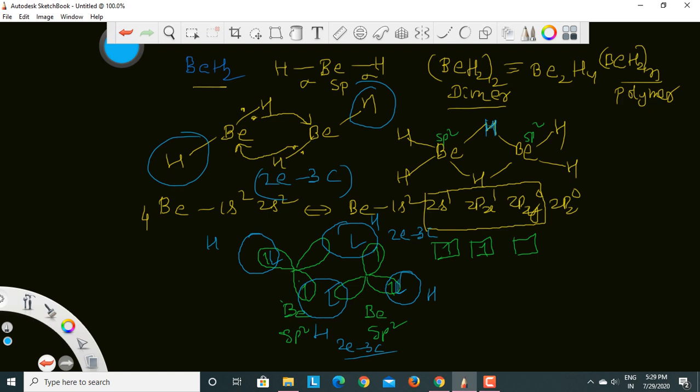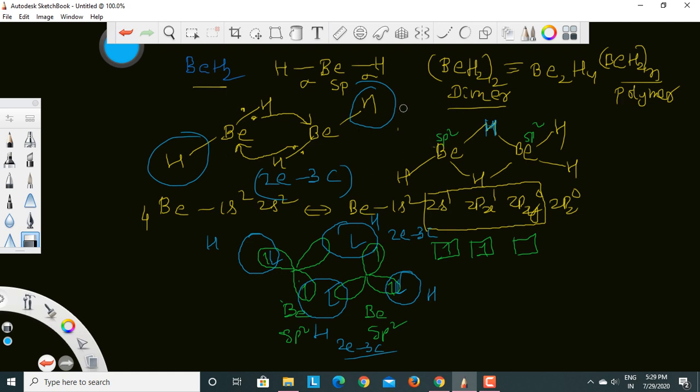Here I have made some mistake. Terminally there was one hydrogen, but I have taken two hydrogens. Let us clean that. So this will not be there, and here on the terminal only one hydrogen is there. So now this is the orbital diagram of your dimer of beryllium hydride. These are two electron three center bonds, and these are terminal hydrogens. So this is the structure of Be2H4. If this is the structure of the dimer, then what will be the structure of the polymer of BeH2? So let's go to the next page.